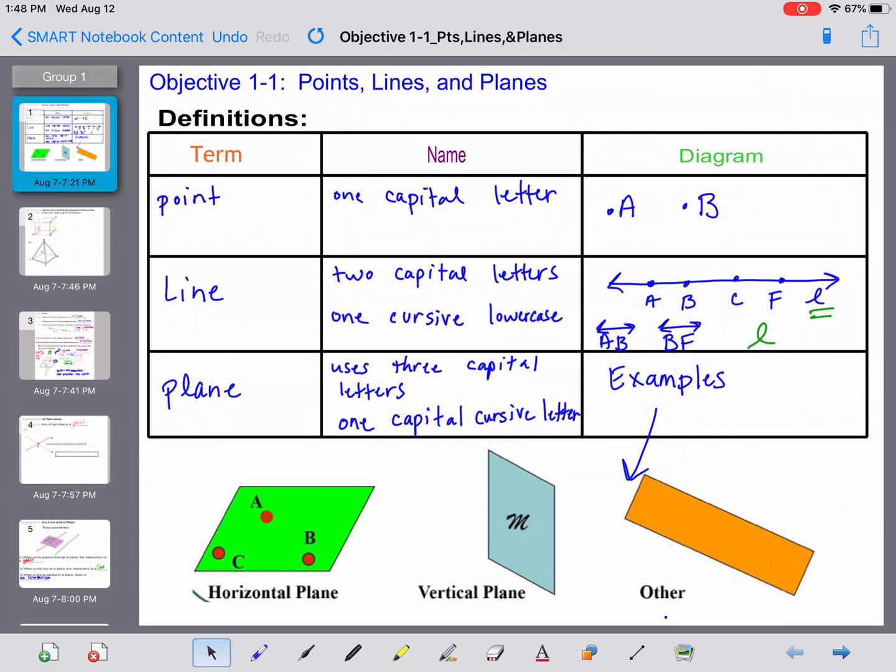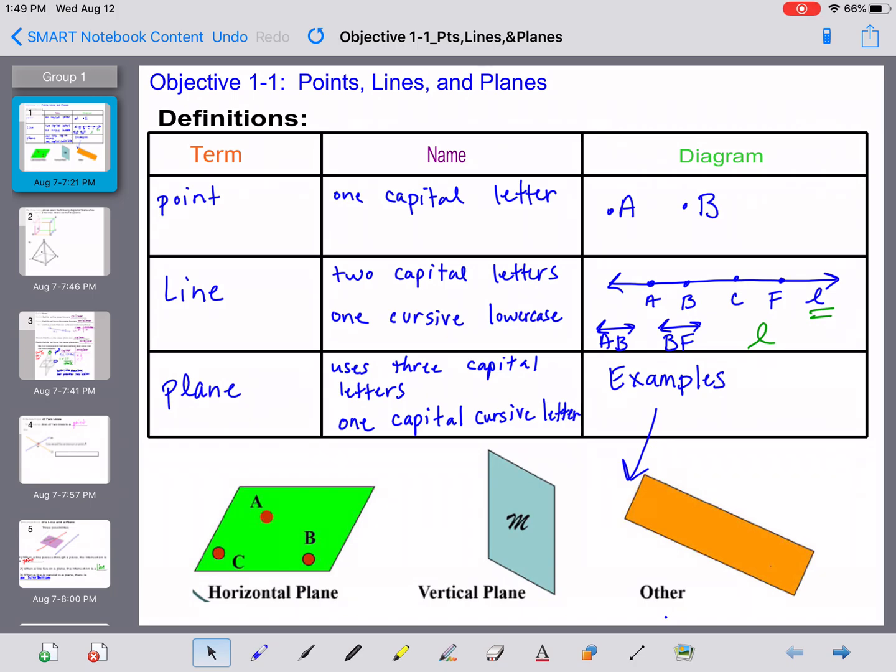Okay, so today we're going to start with Objective 1.1, points, lines, and planes. We're going to throw out some terminology. We've got the word point, line, and plane. This is probably not the first time that you've heard these words, but let's give them some formal definitions. A point is just that. It's just a point. It's a dot. You name it with one capital letter.